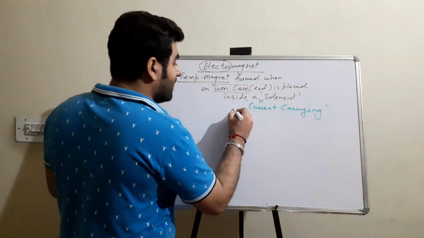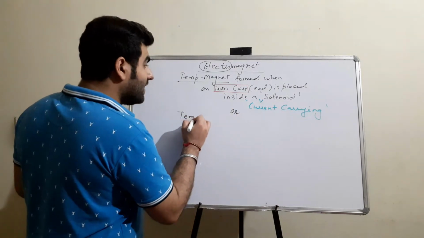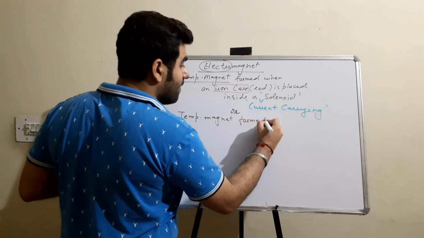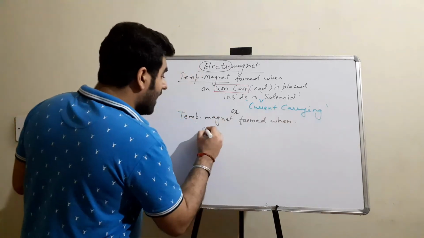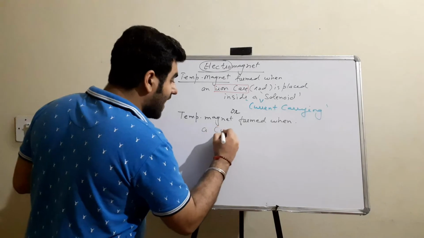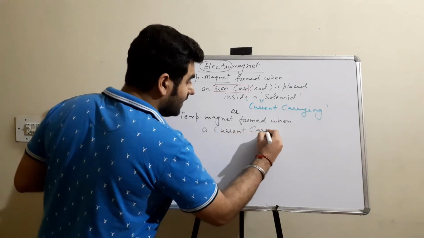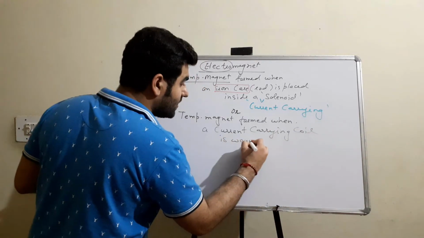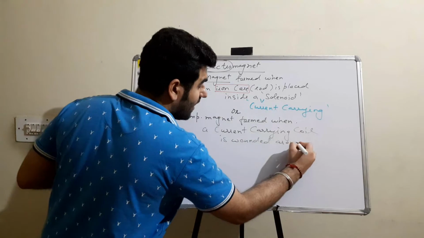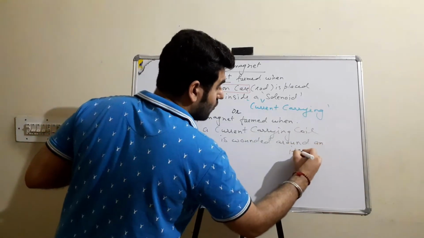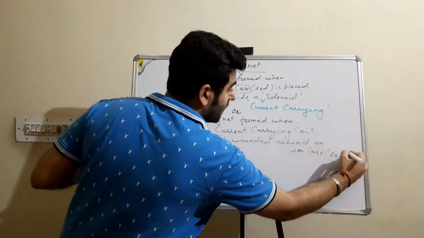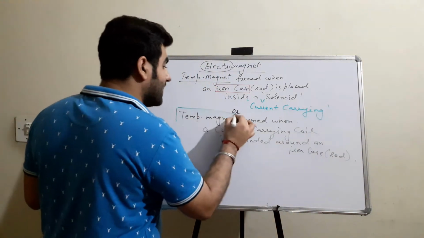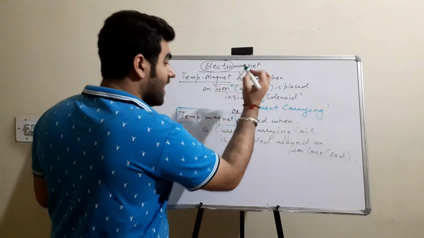There is one more definition. It is a temporary magnet formed when a current carrying coil is wound around an iron core or rod. So the definition is pretty much the same in both cases. They denote that it is a temporary magnet which is formed with the help of the iron core.